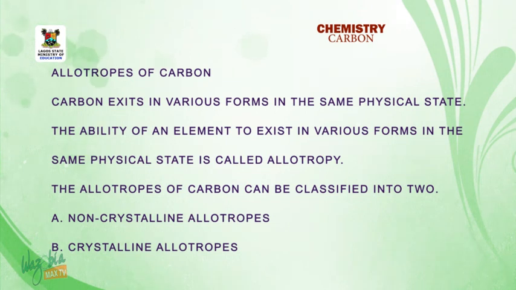Allotropes of carbon. Carbon exists in various forms in the same physical state. The ability of an element to exist in various forms in the same physical state is called allotropy. The allotropes of carbon can be classified into two: A, non-crystalline allotropes; B, crystalline allotropes.